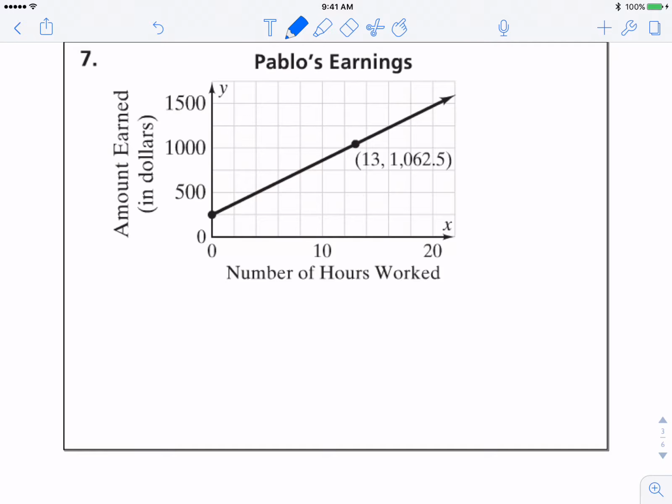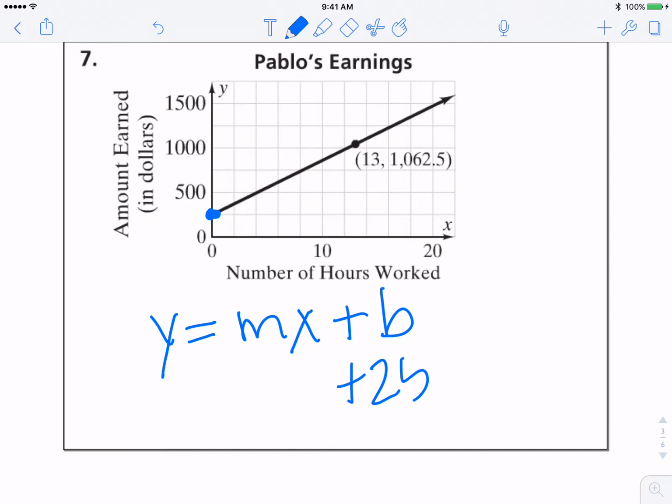Writing an equation of a line from a graph. First we look for the y-intercept. The y-intercept is the point where it crosses the y-axis, which is right down here. That is halfway between 0 and 500. Halfway between 0 and 500 is 250, so I have plus 250 as my b value.